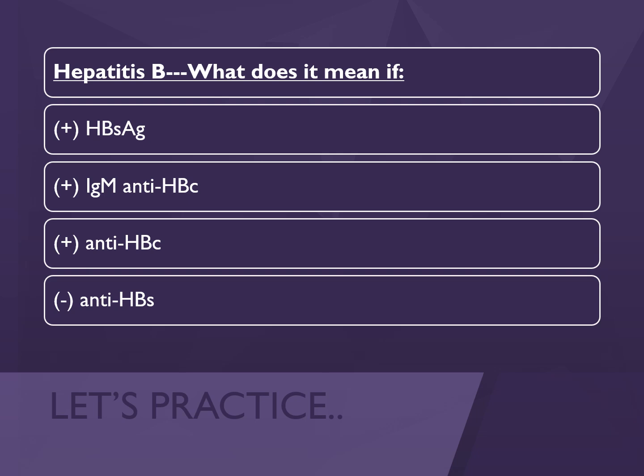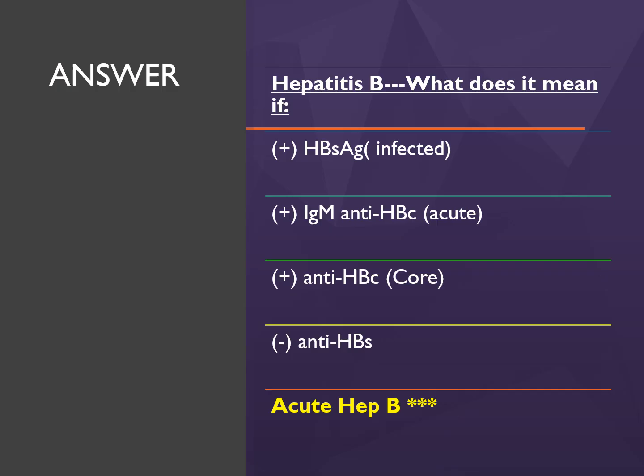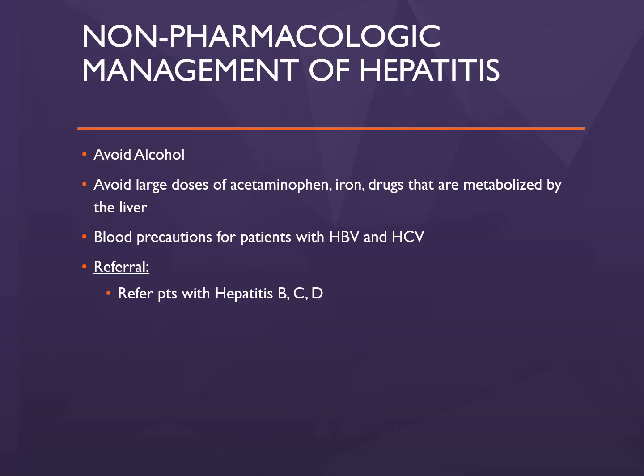So we have 3 of the 4. You can read and see what they are. Positive surface antigen, positive IgM, positive core, and a negative antibody hepatitis B surface. This patient has acute infection. More labs, more evaluation. So what are the non-pharmacological management for these patients?